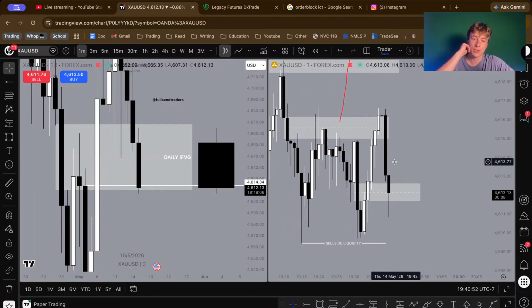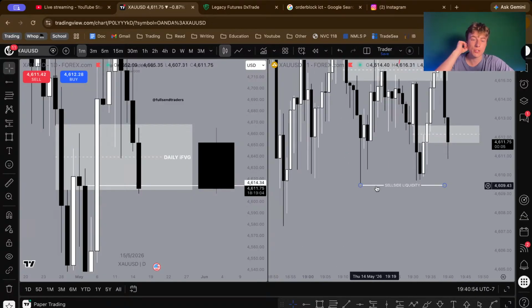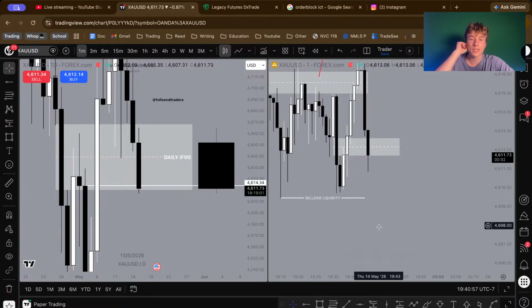Here's the lower gap that we came back into. We have these lows right here that we just barely missed. So might want to be taking those out as well.